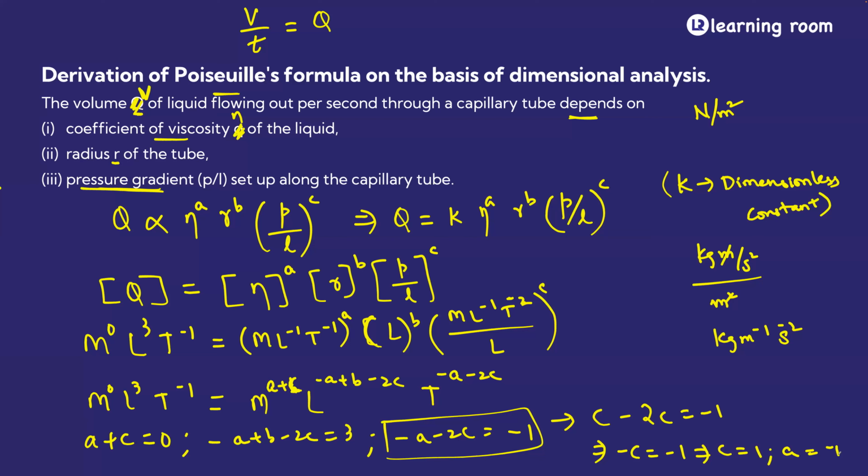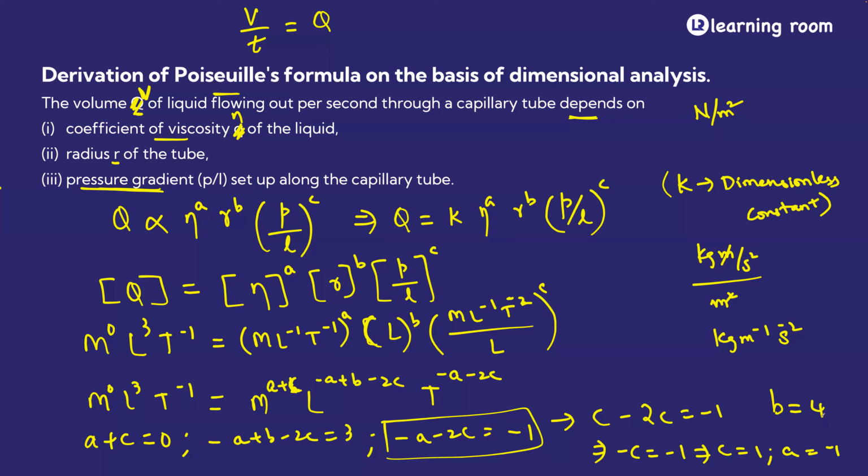Since you know these two values, calculate the value of B and tell me. So what is the value of B? 4. Everyone got it? Yes or no? Got it? Okay. So B is equal to 4. You will have R power 4 in the numerator. A is minus 1, C is 1, B is 4.